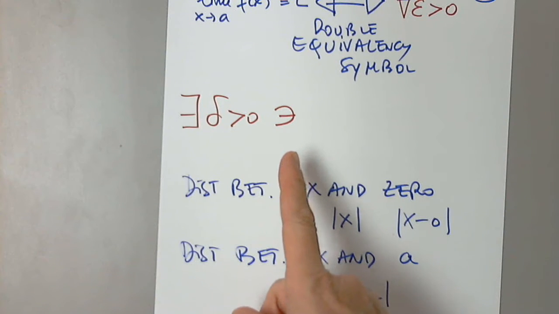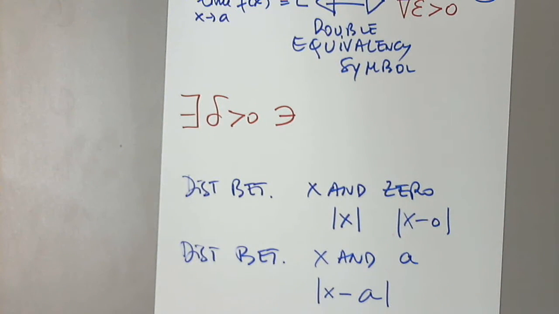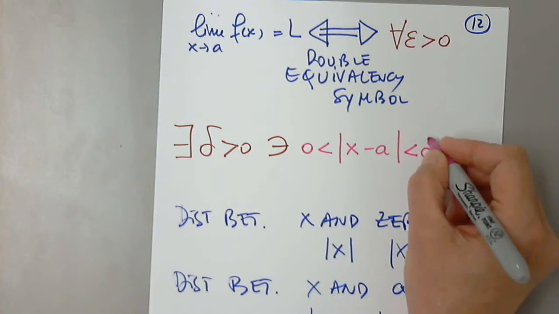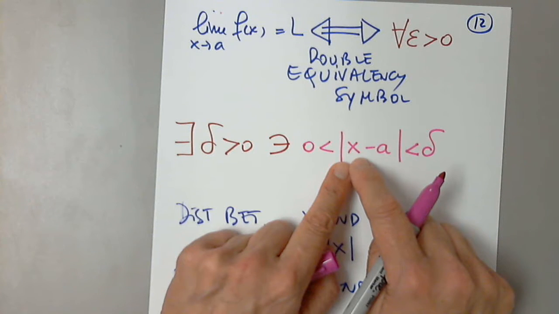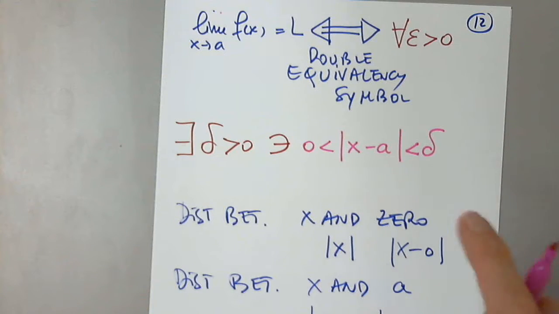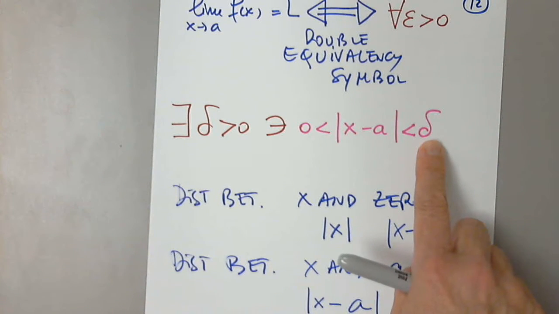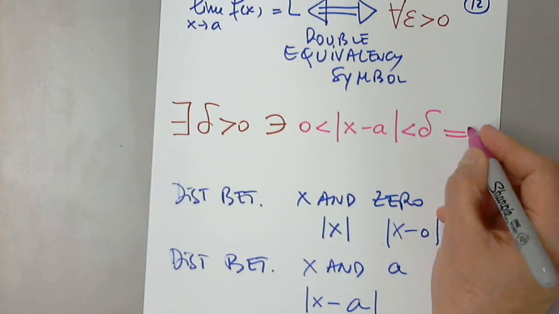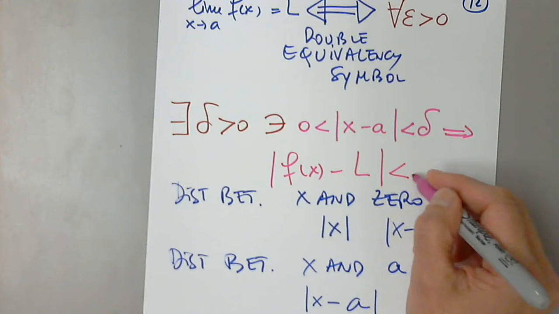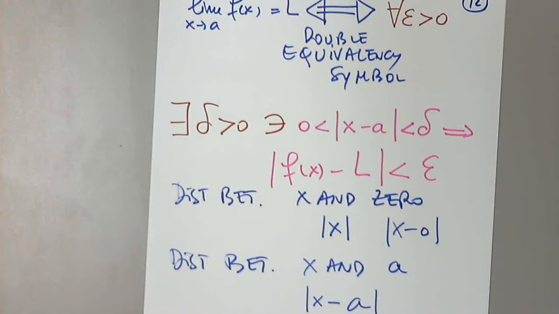So coming back, such that every time I pick x close to a so that the distance is less than delta, what this will imply is that the distance between f of x and L will be less than epsilon. I know it looks like gibberish. Let's go back and re-explain and go back to the definition.